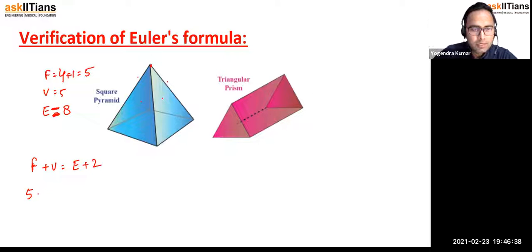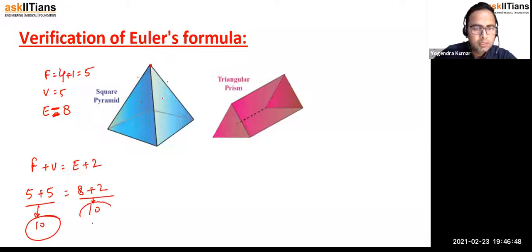So what is it? F plus V is 5 plus 5. And what is E plus 2? 8 plus 2, which is what? 10. And this is also 10, right? Do you get it? So verification is done, right? We got the verification here.